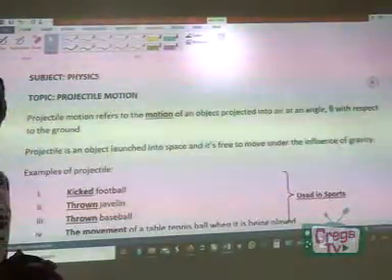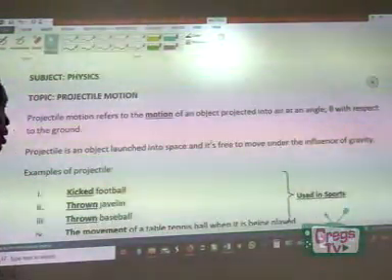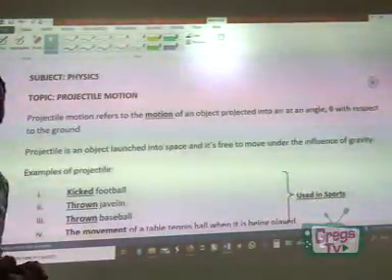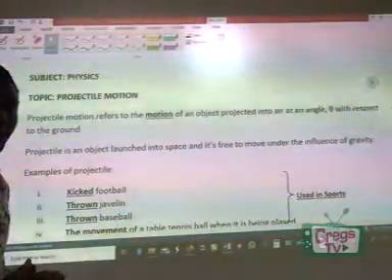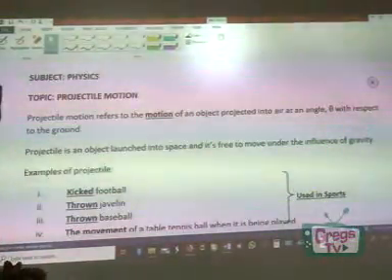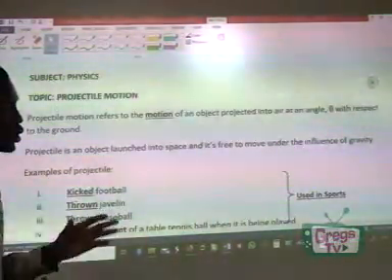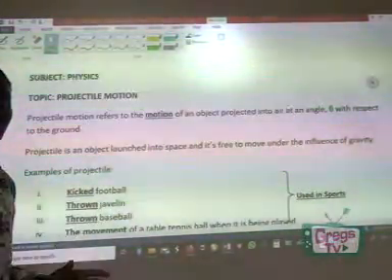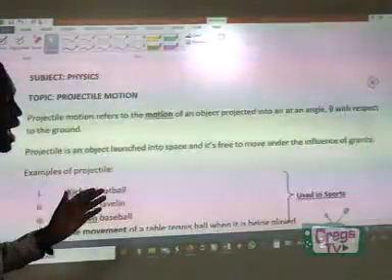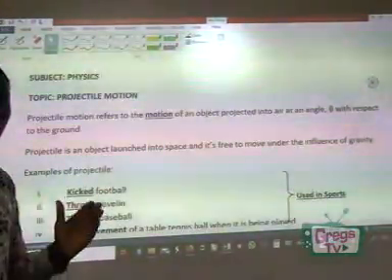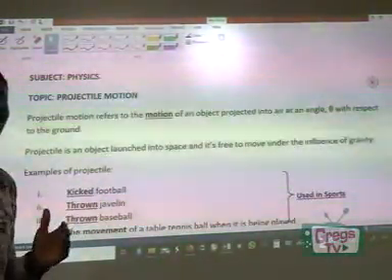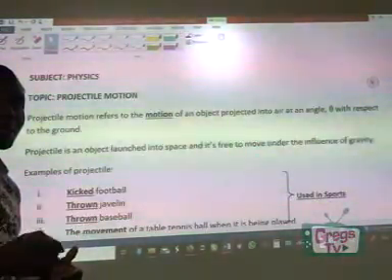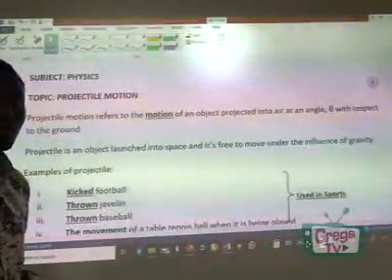In today's class we will be looking at a very important topic, and that topic is projectile motion. Now projectile motion has come to stay, and if you check most physics questions, you will see that the first two questions are always projectile, and this has been creating a lot of difficulty for some students because they tend not to understand the concept behind solving questions under projectiles.